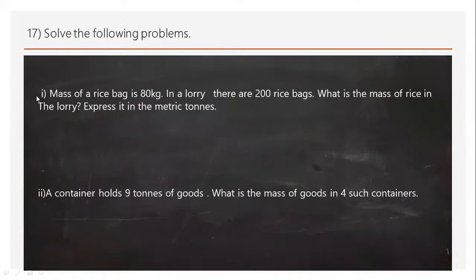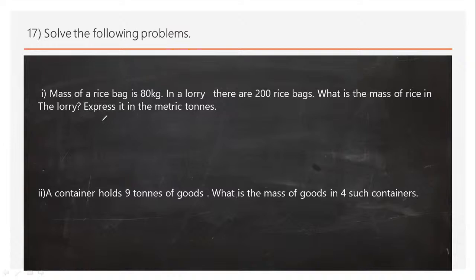Question number 17. Solve the following problems. This is related to mass. The mass of a rice bag is 80 kilograms. In a lorry, there are 200 rice bags. What is the mass of rice in the lorry? Express it in metric tons.